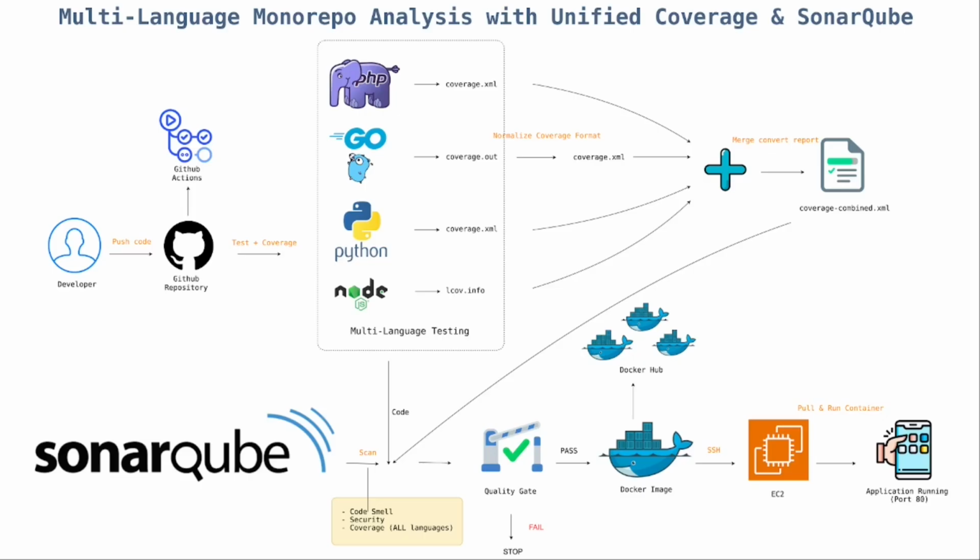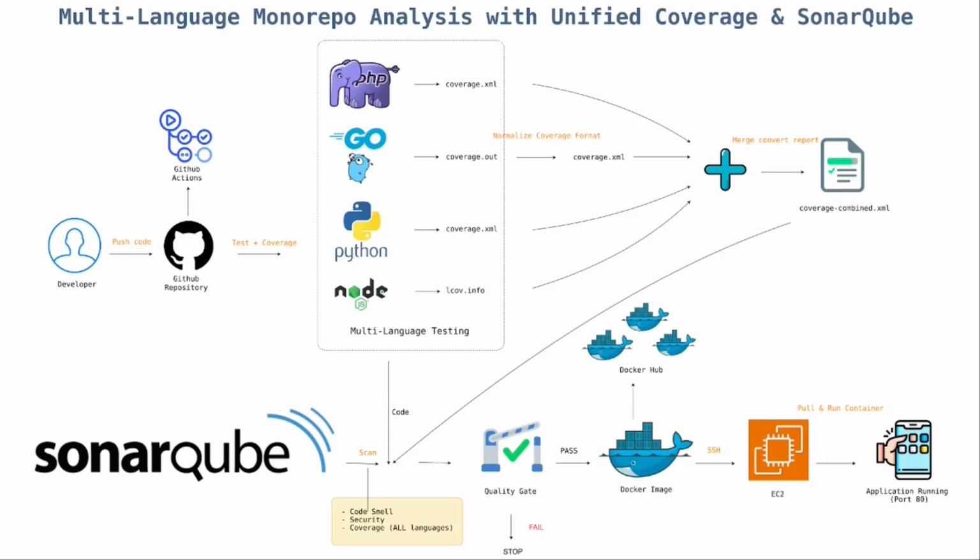Flow explanation. This project demonstrates a complete CI/CD pipeline designed for a multi-language monorepo system. The goal is to ensure high code quality, consistent testing, and automated deployment across multiple services.